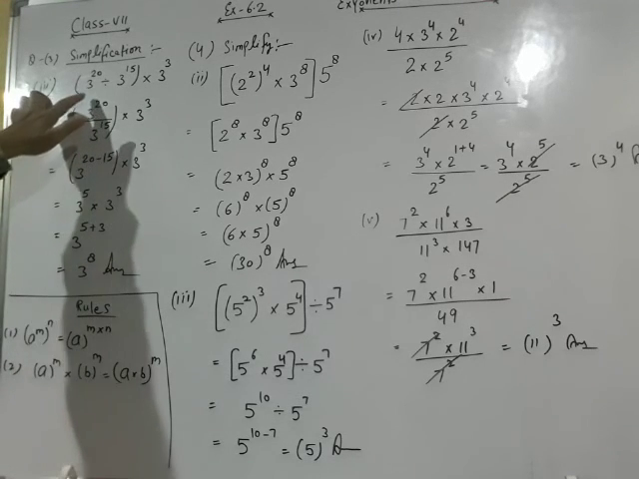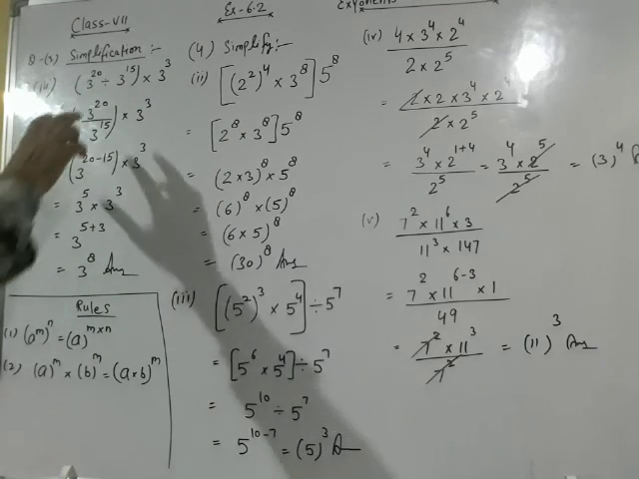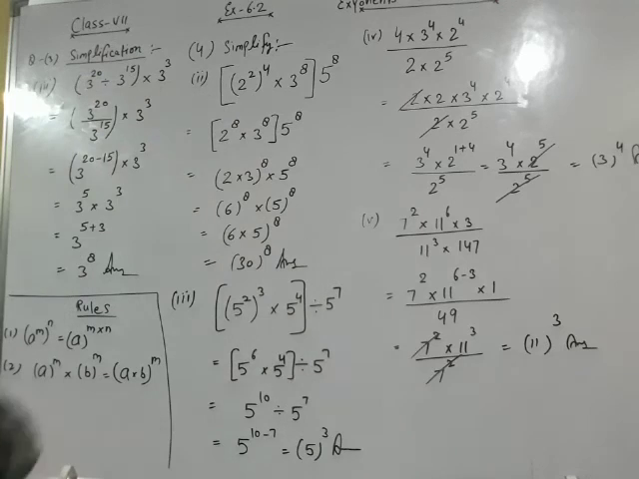We are studying chapter number 6, exponents and powers, and we are on question number 3, third part. 3 raised to the power 20 divided by 3 raised to the power 15 and multiply 3 raised to the power 3. Here we have to apply the law of exponents.